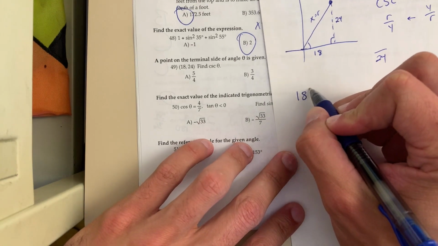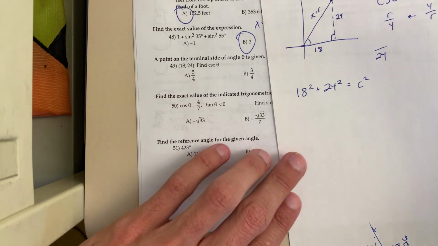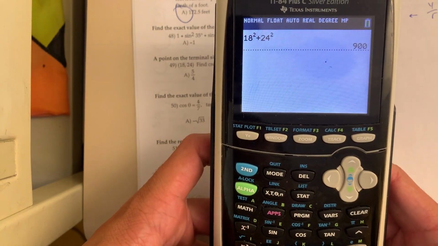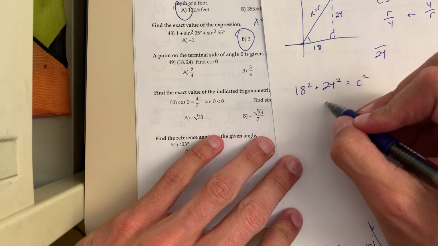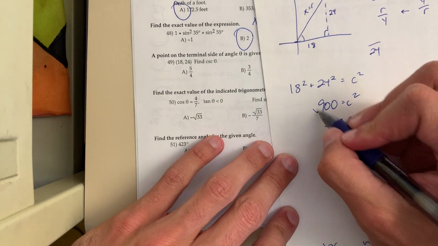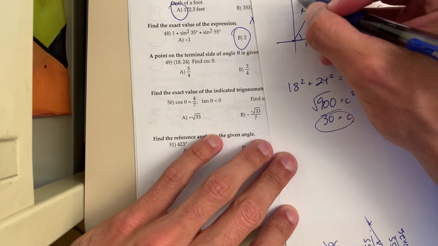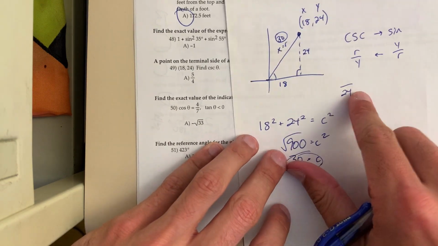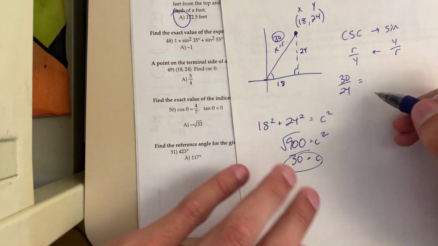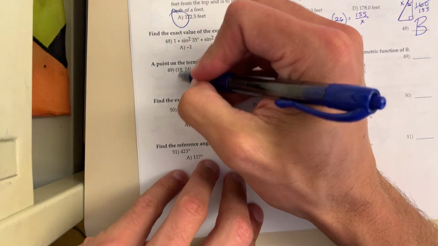So Pythagorean theorem, 18 squared plus 24 squared equals c squared or x squared or r squared. Lots of letters you could put in there. 18 squared plus 24 squared. So how about 900 equals c squared, and then take the square root of 900, you would get 30. So c, my r, is equal to 30. So what does that mean? That means my cosecant value is going to be equal to 30 over 24. And I can reduce that common factor of 6, divide those both by 6. I'll get 5/4. So answer option A.